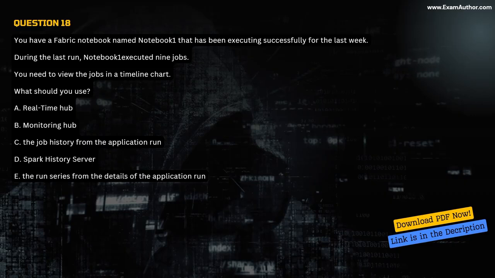Question 18. You have a Fabric notebook named Notebook 1 that has been executing successfully for the last week. During the last run, Notebook 1 executed 9 jobs. You need to view the jobs in a timeline chart. What should you use? A. Real-time hub. B. Monitoring hub. C. The job history from the application run. D. Spark history server. E. The run series from the details of the application run. Correct answer E. The run series from the details of the application run.